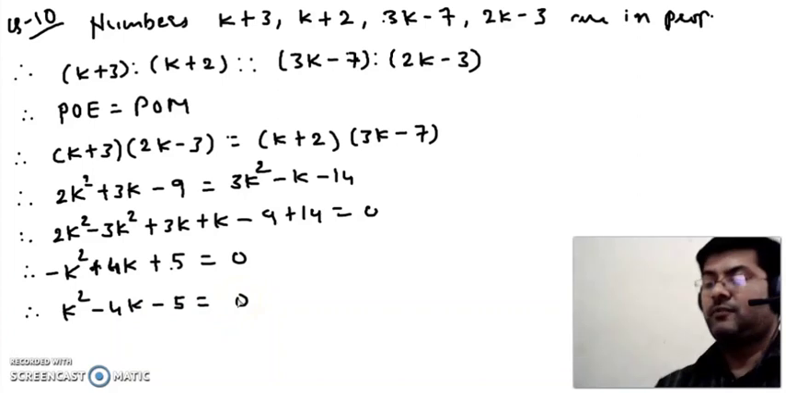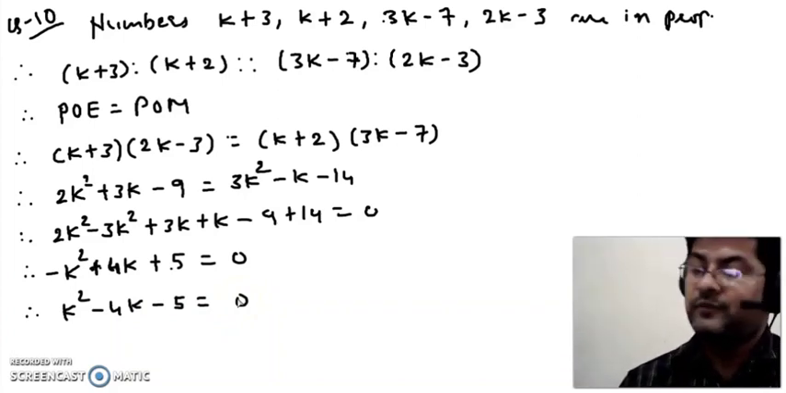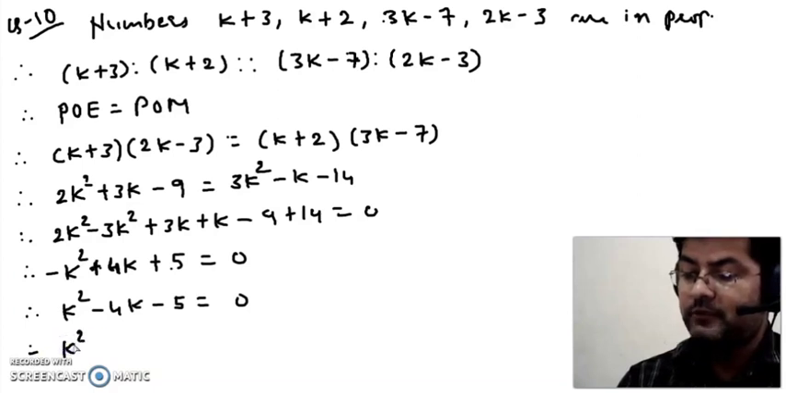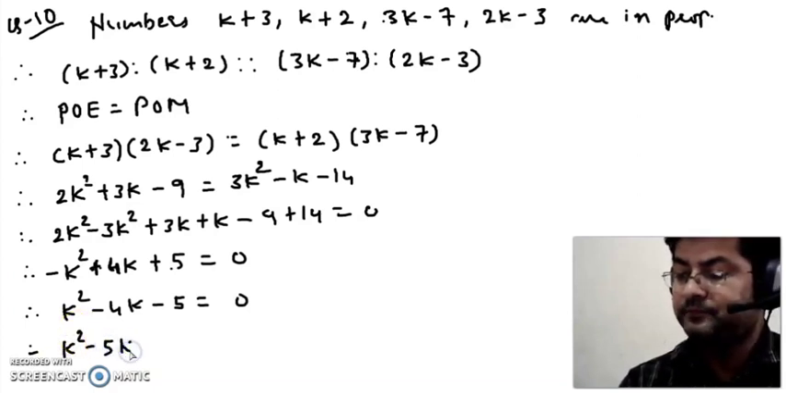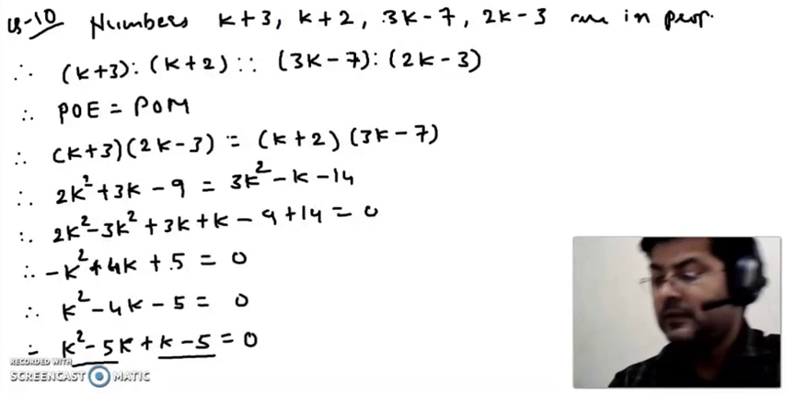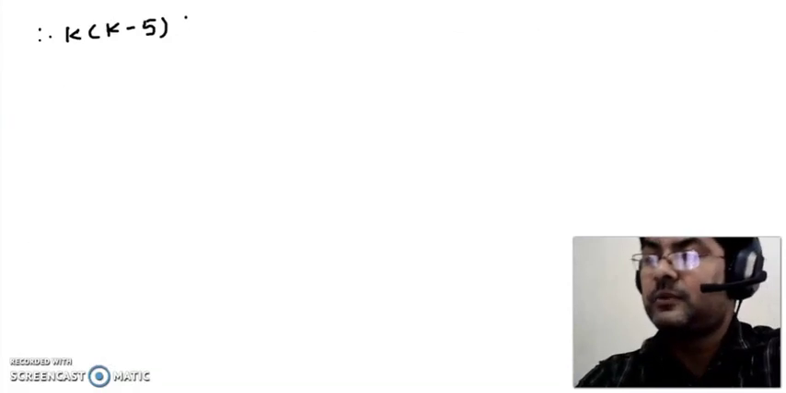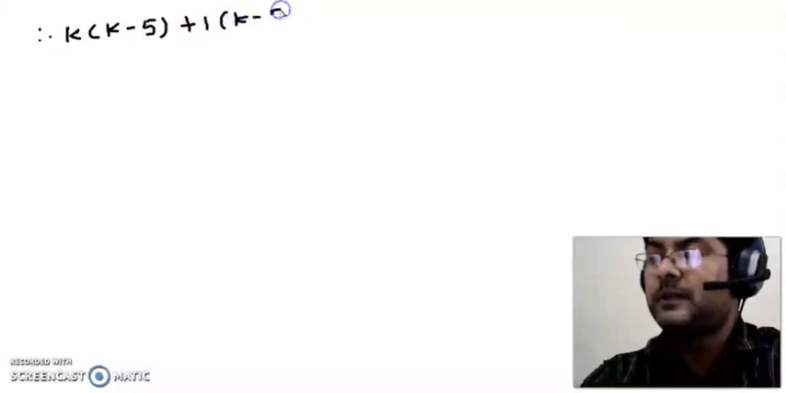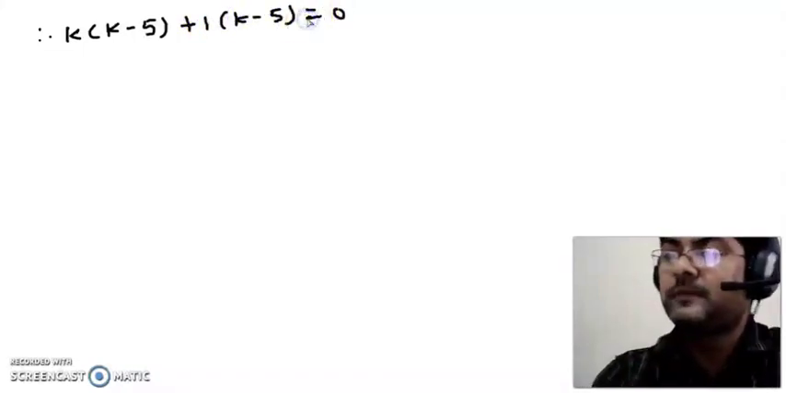Now we can factorize this quadratic equation. We have to find two factors of 5 such that the difference is 4. So the two factors are 5 and 1. So we have k square minus 5k plus k minus 5 is equal to 0. Now we can take common. k can be taken common from the first two terms, k minus 5, and plus 1 can be taken common from the last two terms. Again we have k minus 5.